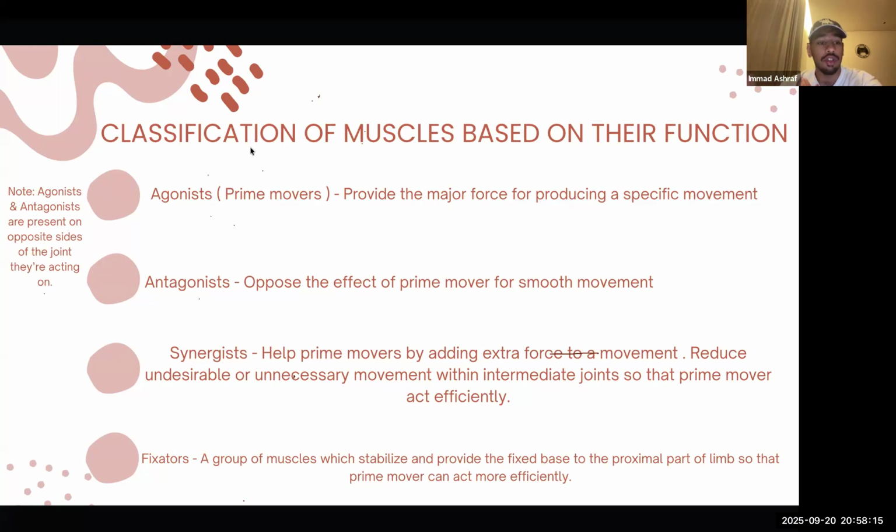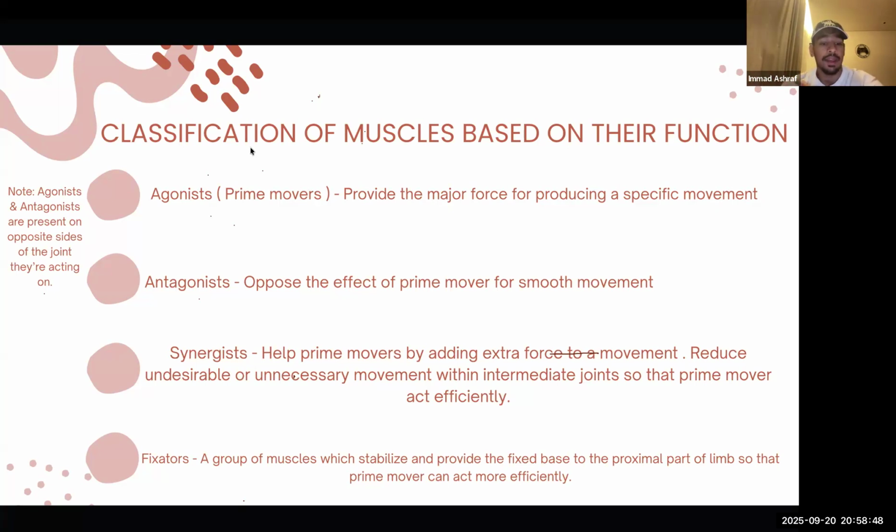So an antagonist opposes the effect of a prime mover. For example, if you're doing a movement such as flexion or supination where the biceps are helping, then your triceps are the antagonists. Then you have synergists. Synergists help the agonist by providing a little extra force to make the movement easier. It's not putting all the force on one muscle. So a synergist reduces unnecessary movement within the joints, makes it smoother and more efficient. Basically, a synergist helps the prime mover. It's an assistant to the agonist.